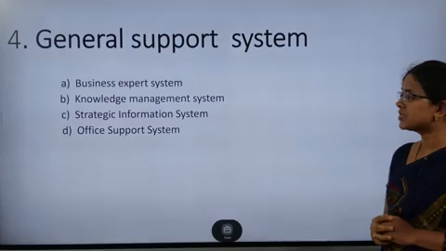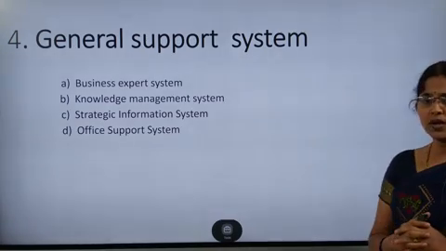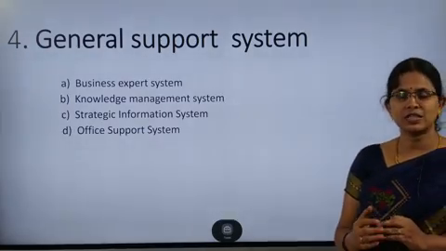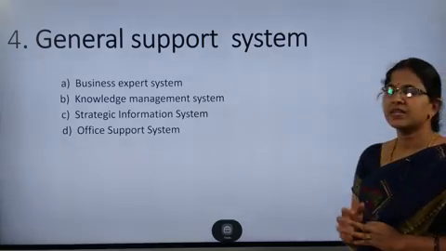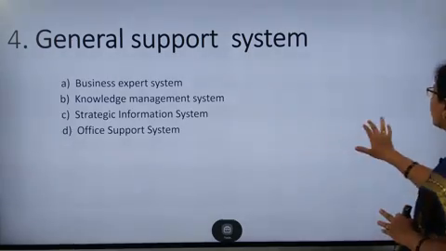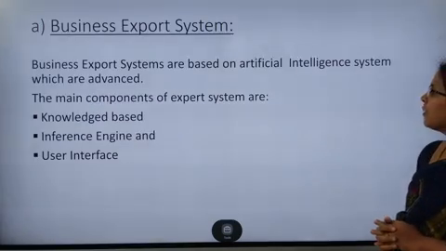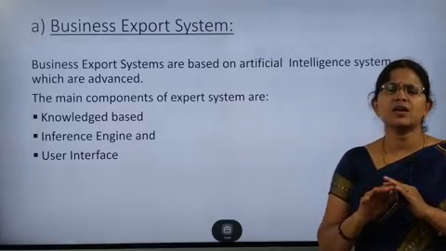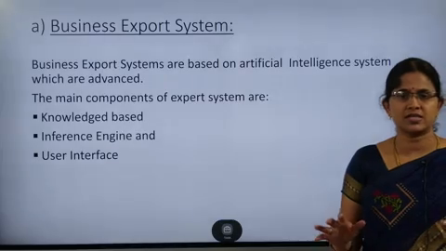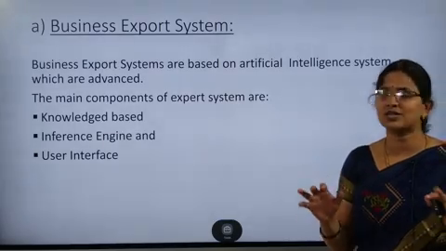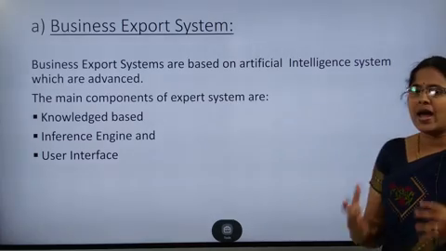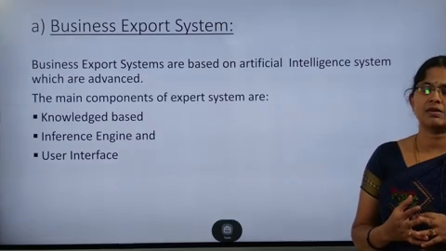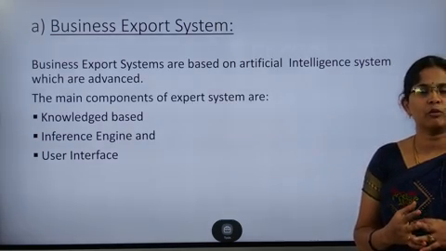And next one is general support system. In general support system, again we have 4 categories: business expert system, knowledge management system, strategic information system and office support system. Let's come to the first one, business expert systems. These are completely based on artificial intelligence. I think all of you know what artificial intelligence is about. It is an advanced tool, which means there is no need of human resource. The machine can do many things rather than a human being, without the intervention of a human being.